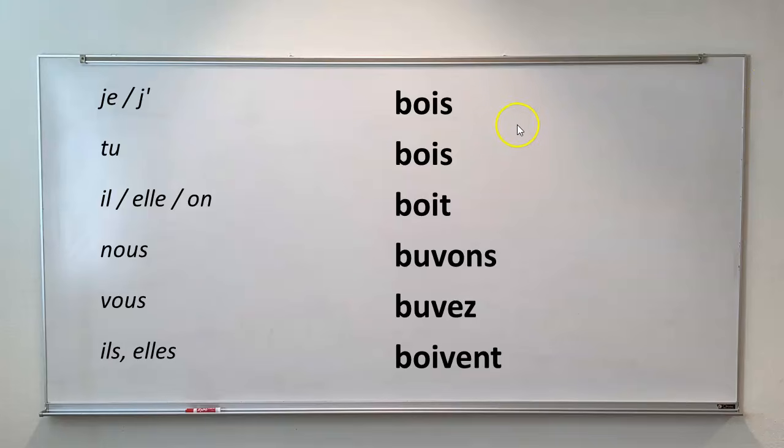Je bois, tu bois. Il boit, elle boit. On boit. Nous buvons, vous buvez. Ils boivent, elles boivent. Okay, now that you know how to conjugate the verb boire, we can move on to the very exciting partitive article.